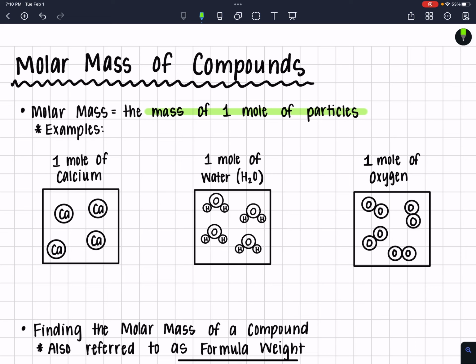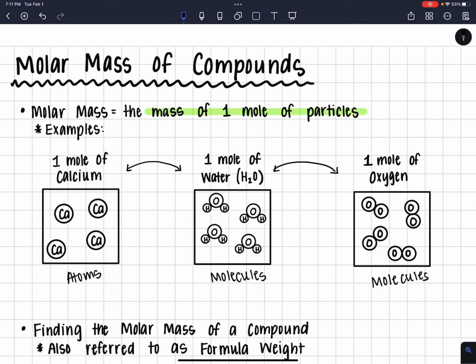So what I mean by that is a mole of calcium is going to have the same number of particles as a mole of water, which is also going to have the same number of particles as a mole of oxygen. So whether I'm referring to calcium, which has 4 atoms, let's just say, in a mole, or water, which maybe has 4 molecules in a mole, or oxygen, which also is made of molecules, could have 4 molecules in a mole. And again, we don't know that it's 4. It could be 5, 6, 7, 50, 100, a million or a gazillion particles in a mole.